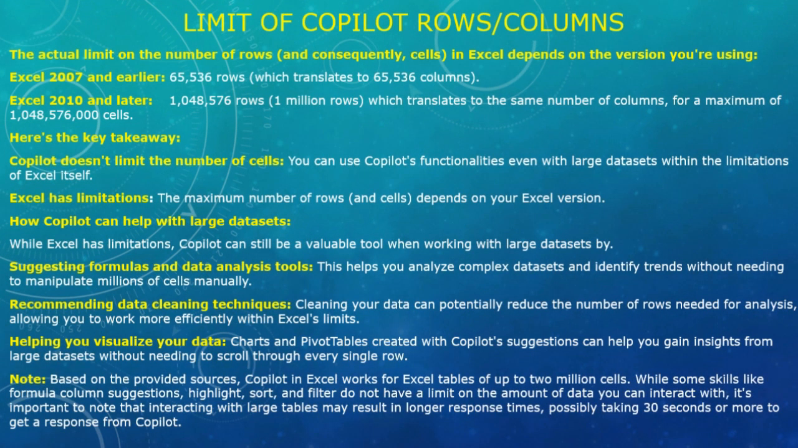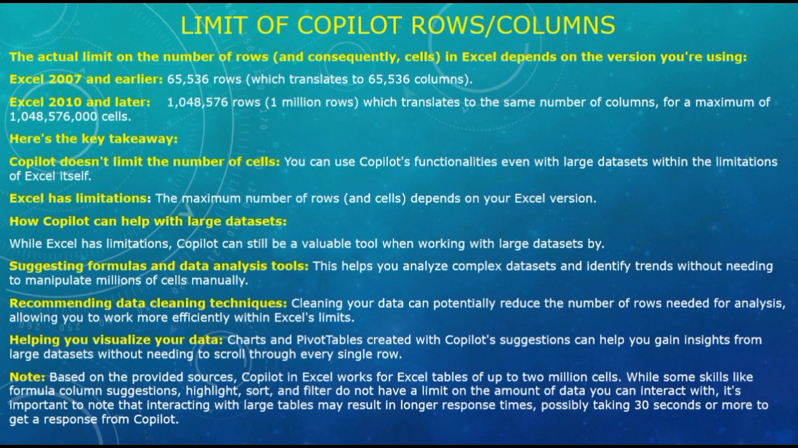Limit of Copilot rows and columns. The actual limit on the number of rows, and consequently, cells, in Excel depends on the version you're using. Excel 2007 and earlier: 65,536 rows, which translates to 65,536 columns. Excel 2010 and later: 1 million rows, which translates to the same number of columns, for a maximum of 1 million cells. Here is the key takeaway.